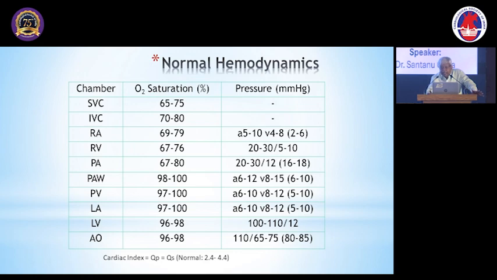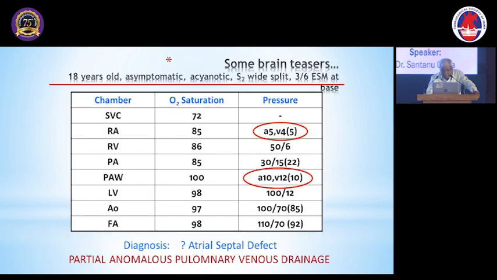In ASD, the pressure will be the same in both the right and the left atrium. It is not so. Second point, right atrial pressure has not gone up. If it received blood from some high pressure chambers like, say, a left ventricle or RSOV, right atrial pressure will go up. It has also not gone up. So, diagnosis is a simple PAPVC.